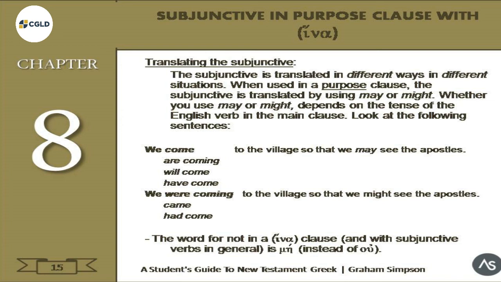In the second sentence, we see we were coming to the village so that we might see the apostles. We came to the village so that we might see the apostles. We had come to the village so that we might see the apostles. The word for not in a hina clause and with the subjunctive verbs in general is me instead of ou. And we will get familiar with all of this as we begin to work out our translations for this chapter.